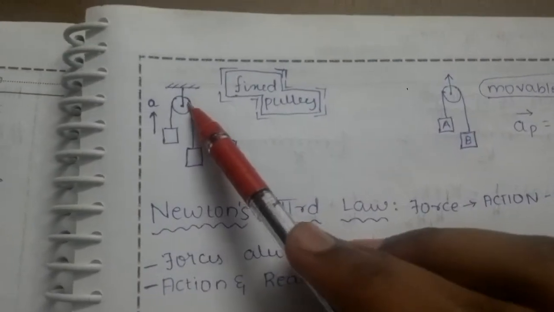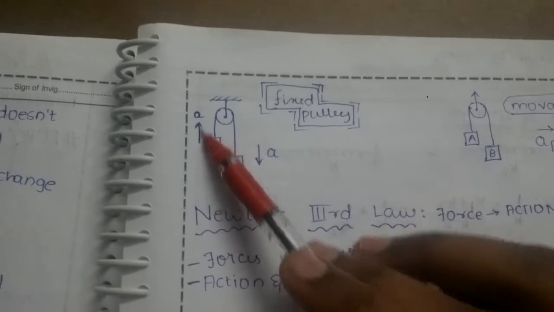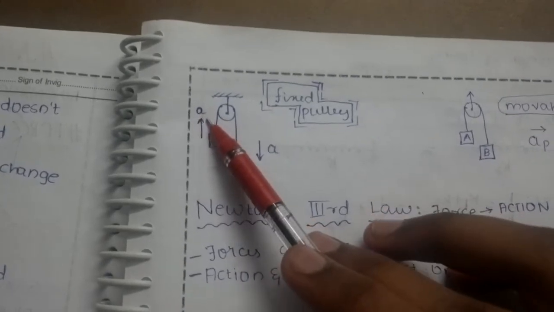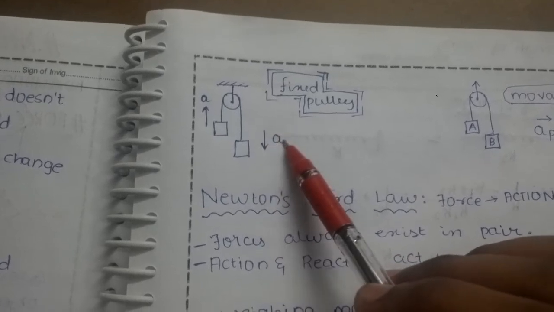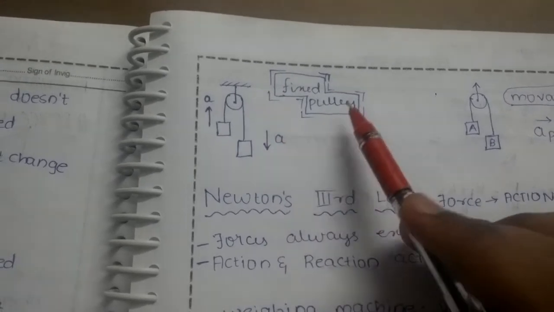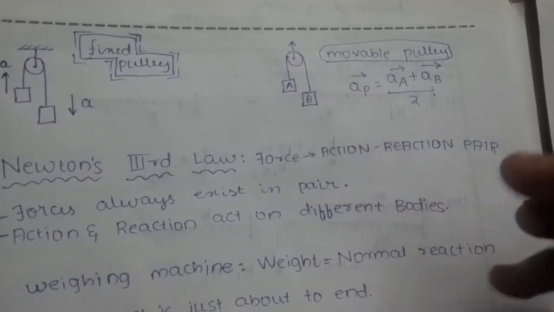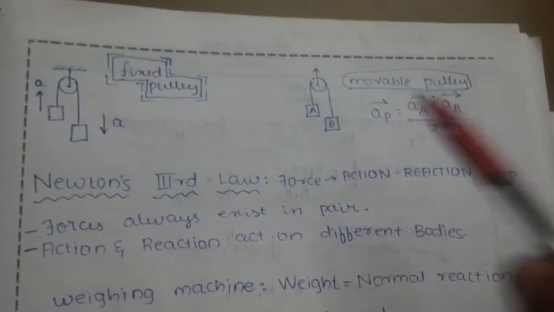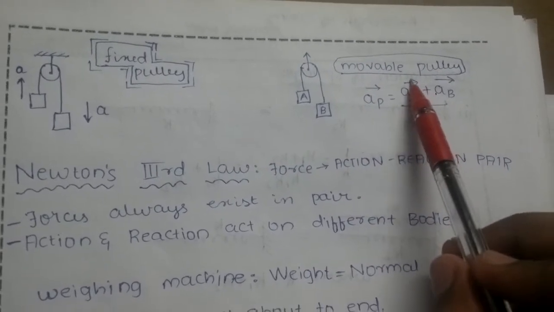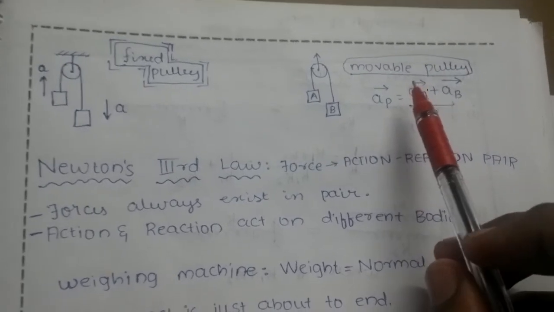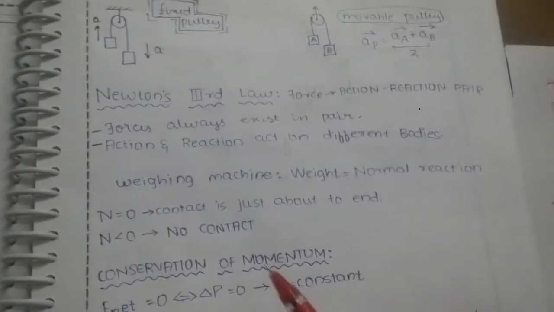If a pulley and two blocks are on either side of the pulley, if one block is going up with the acceleration a, then the other would be going down with the same acceleration a for a fixed pulley. But if the pulley is moving, the acceleration of the pulley is equal to (acceleration of a plus acceleration of b) by 2. Here we must consider the directions also. I'll be doing another video on pulleys and problems of that.